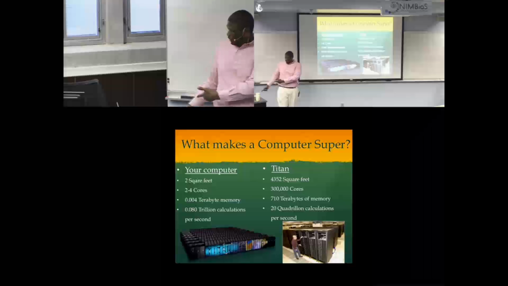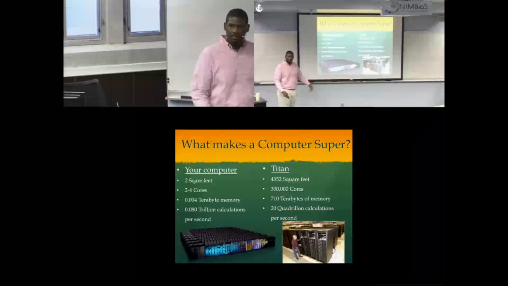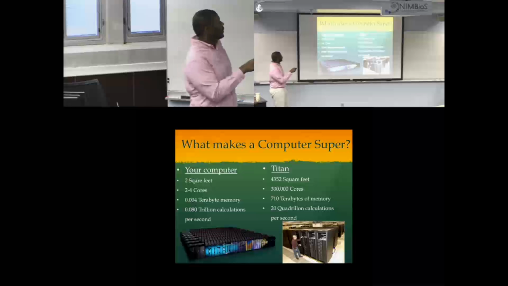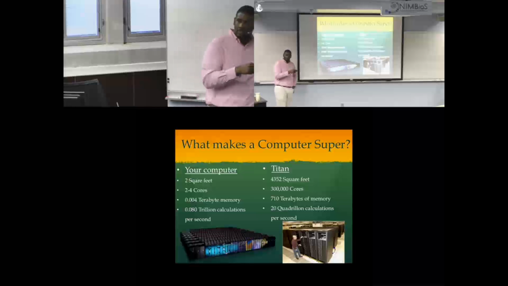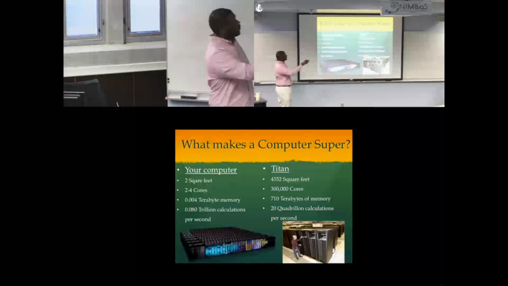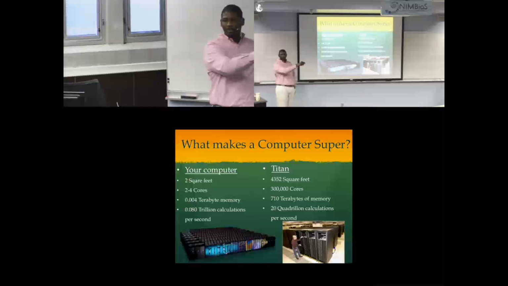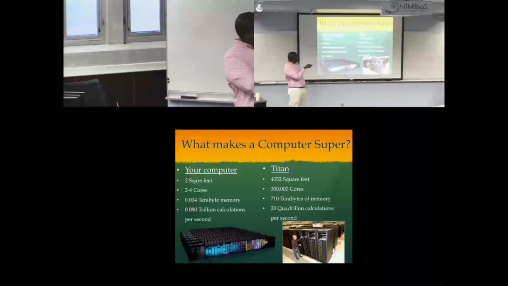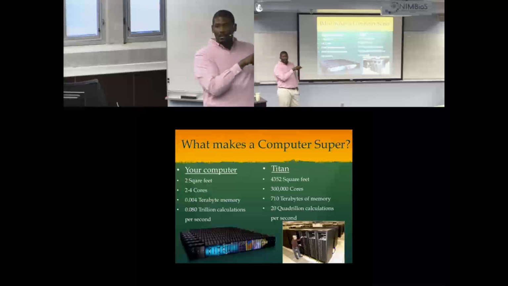So I don't use my computer personally. I use what they call supercomputers. So what is a supercomputer? I'm going to do a comparison. Your computer is about 2 square feet. A supercomputer is about 4,000 square feet. Your computer has about 2 to 4 cores. This is a real supercomputer I'm talking about. It's called Titan. It's one of the fastest computers in the world, at Oak Ridge National Lab. Titan has about 300,000 cores.